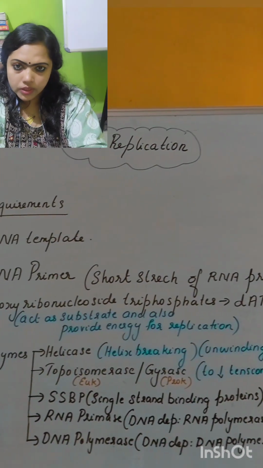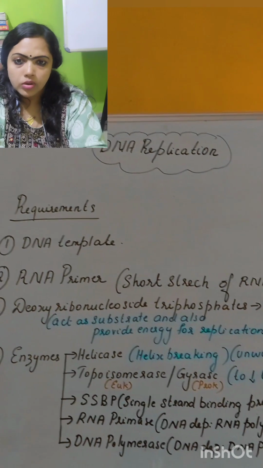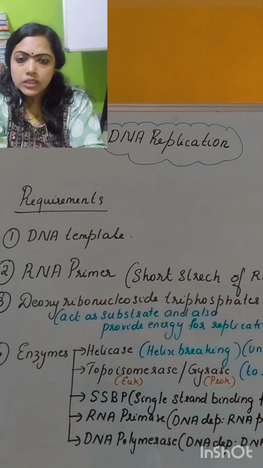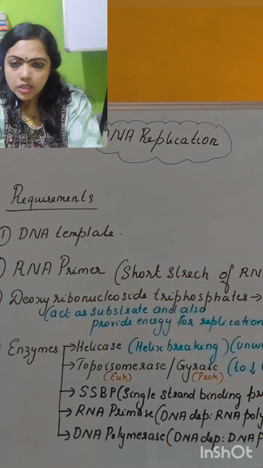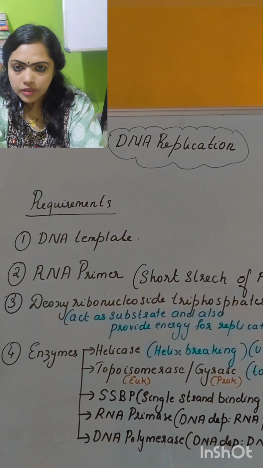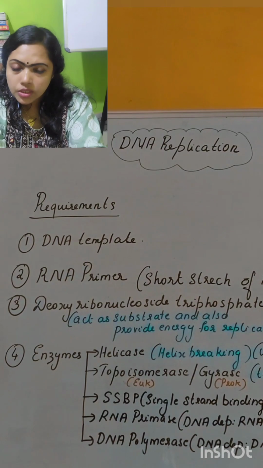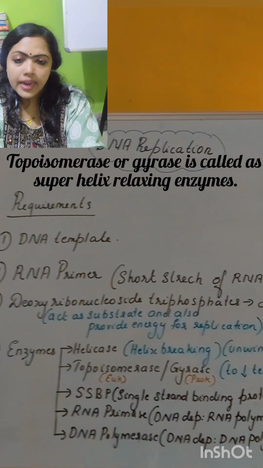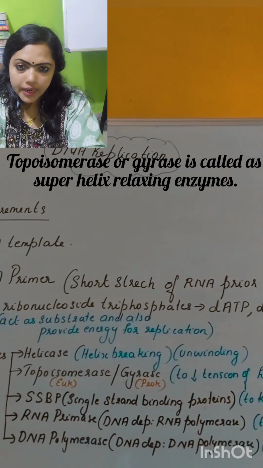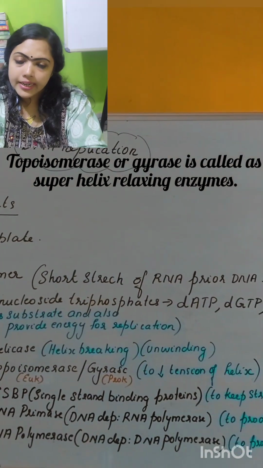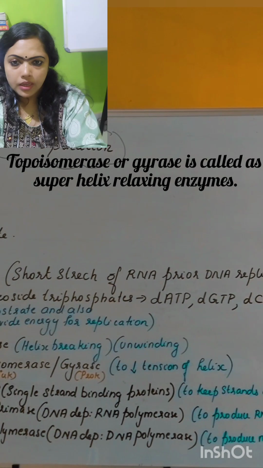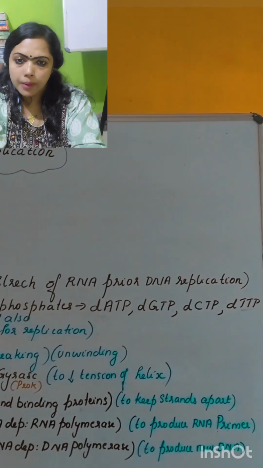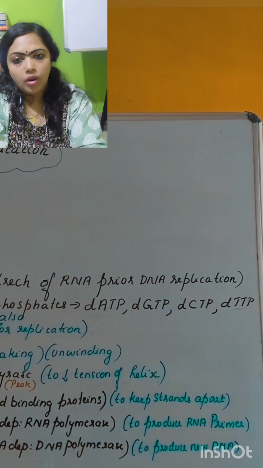The next enzyme involved is topoisomerase, which is in eukaryotes, or gyrase, which is present in prokaryotes. Okay, this is involved in reducing the tension of the helix. Since the two strands are helically wound, there is some kind of tension, and this tension will be reduced by the action of topoisomerase or gyrases. And that is why these enzymes are called superhelix relaxing enzymes. And then another type of protein is involved, that is SSBP, single strand binding proteins. This keeps the strands apart, or it prevents the rejoining of the DNA strands.